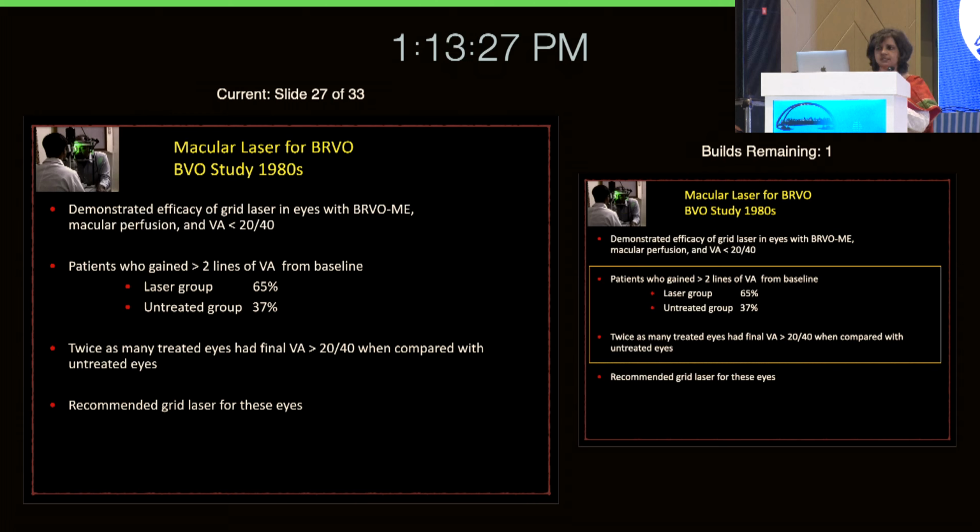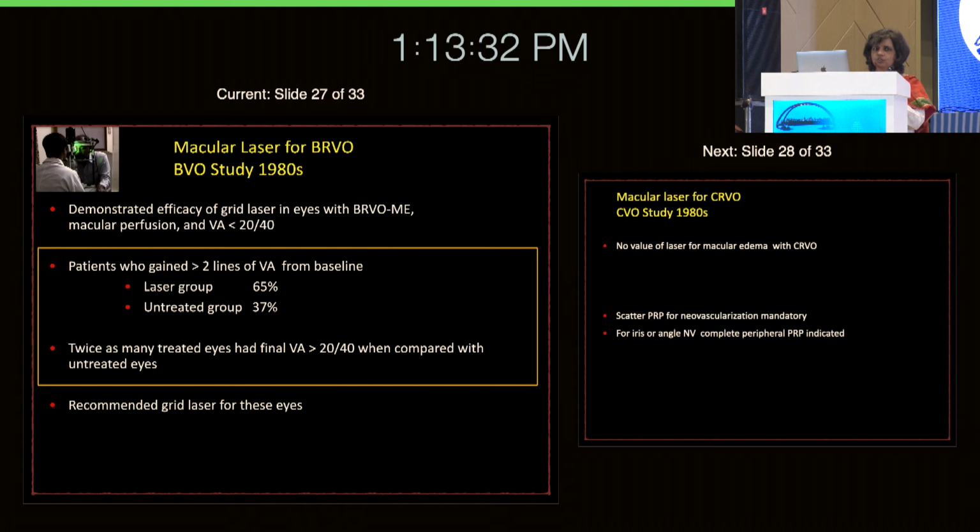Nowadays, laser is done only after the macula has been first dried out with anti-VEGFs, because then the laser energy required is less and it is more effective. So first anti-VEGF and then macular laser for BRVO. But we still do it only if we are sure that the edema is going to recur repeatedly if the patient is coming back. If the patient does not need more than one or two anti-VEGFs, then there is no benefit to adding laser, because laser also has risks.